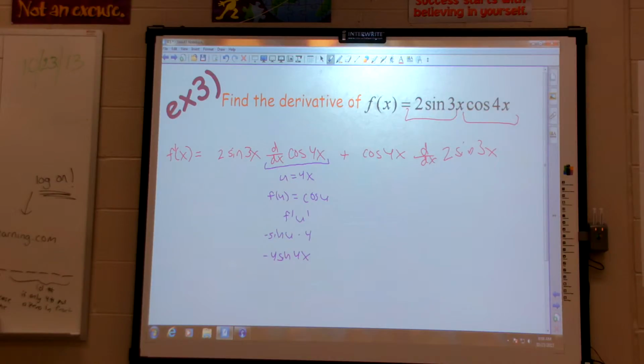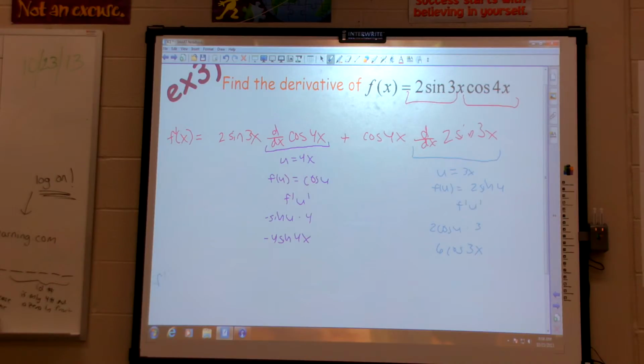You with me there? Now we're going to go do the chain rule on this. U is 3x. So that would leave f of u to be 2 sine u. So f prime, u prime. What is f prime? 2 cosine u. What is u prime? 3. So that's really 6 cosine, plug u back in, 3x. You with me? Yeah.